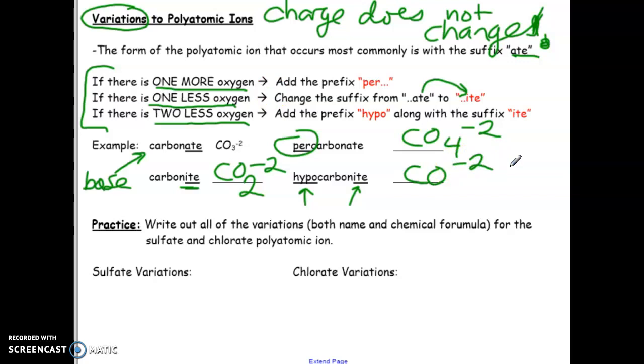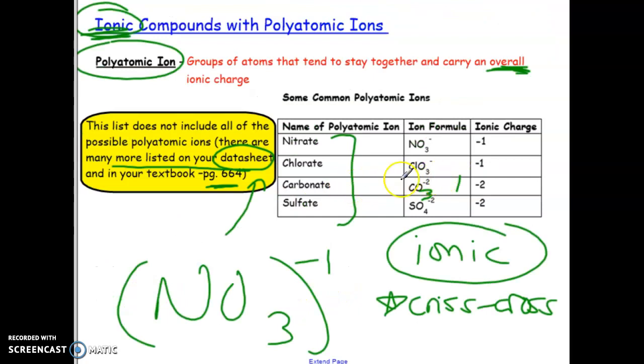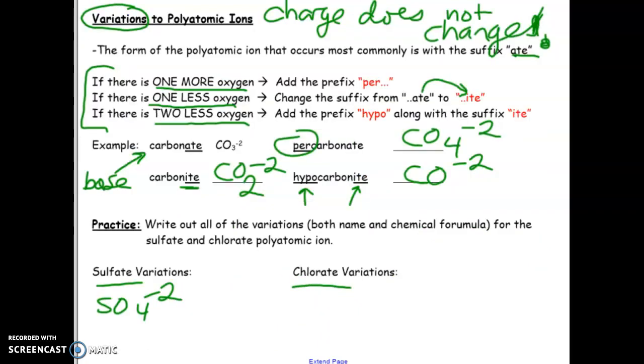Okay, so pause the video, give this a try. I want you to try all the variations that exist for sulfate. So here's the base for sulfate, SO4 -2, and chlorate is ClO3 -1. So give that a try. Do the formula, and write what the name would be for it.